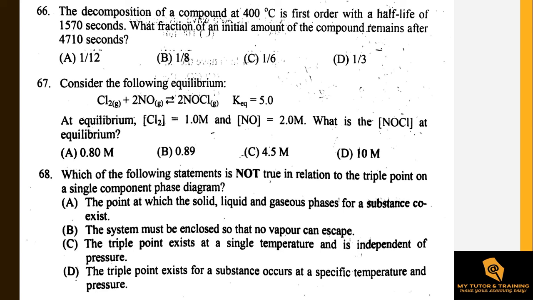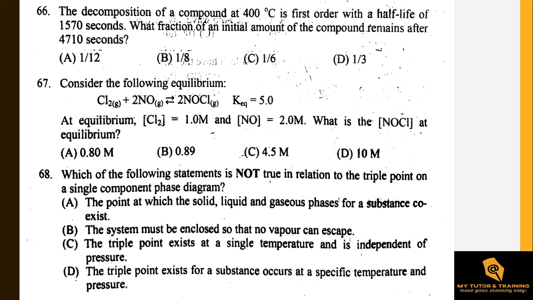For such a reaction, for a first order reaction, half life is given as t half equals 0.693 over K, so K is equal to 0.693 over t half. This gives us 4.401 times 10 to the power of minus 4. This is the rate constant for this reaction.